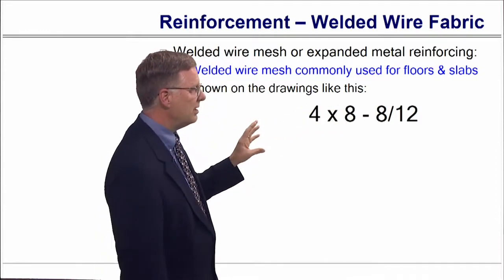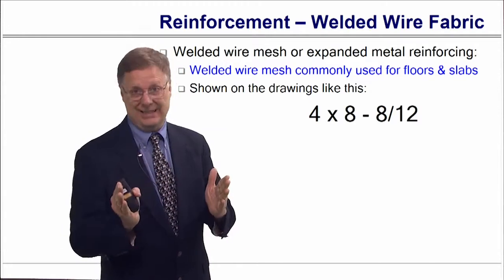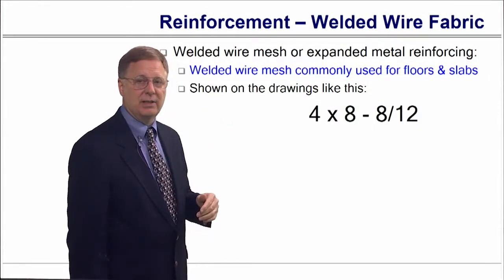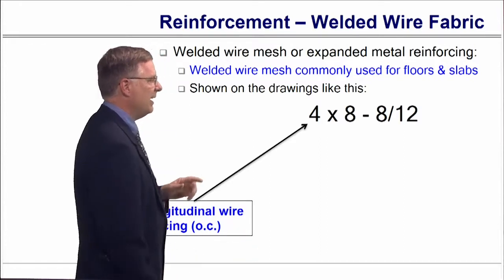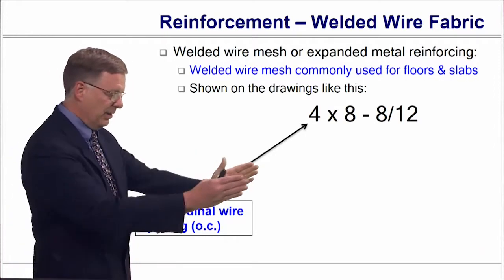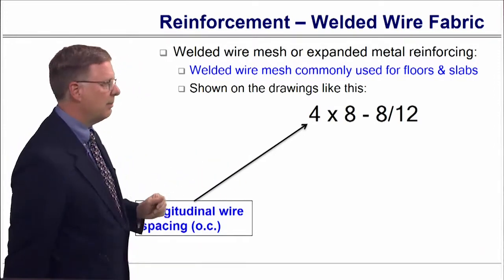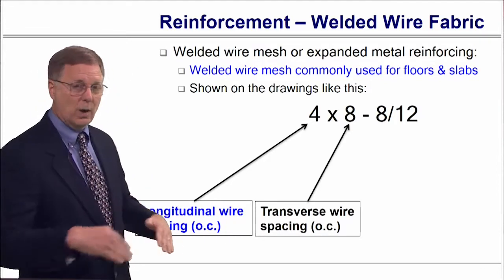This code tells me what the size of the wires are and then what the size of the grid is. It's commonly used in slabs and sidewalks. You'll see it in sidewalks and things like that. This is the longitudinal wire. If you're going in one dimension, the one that's the longest is typically the first number. The second number is the transverse wires.